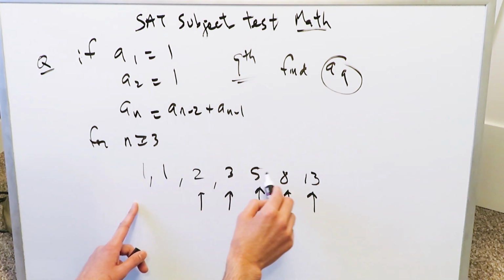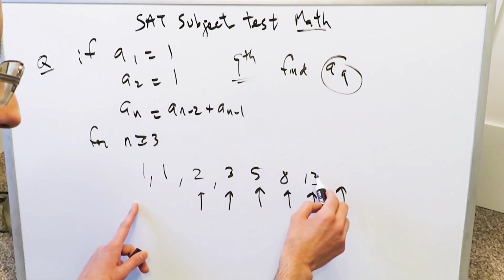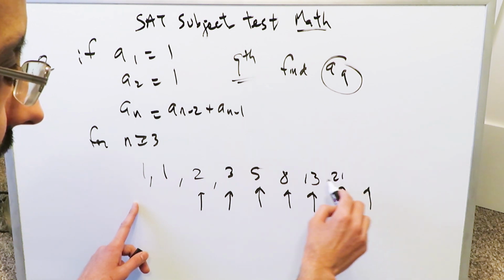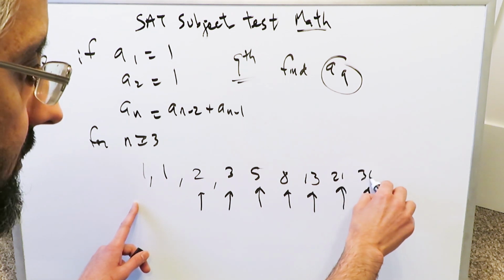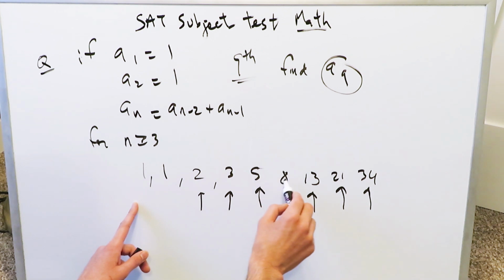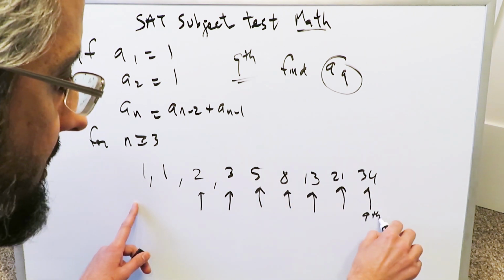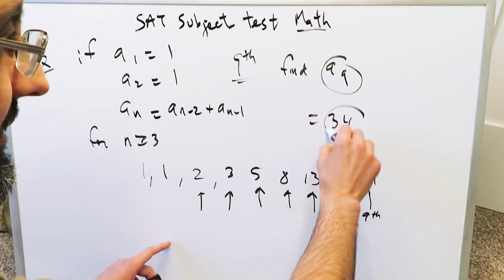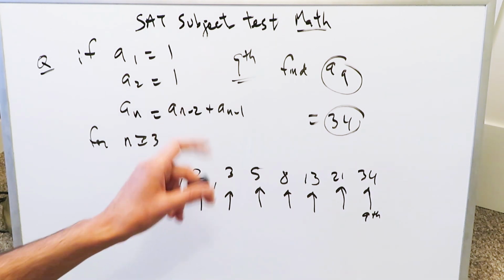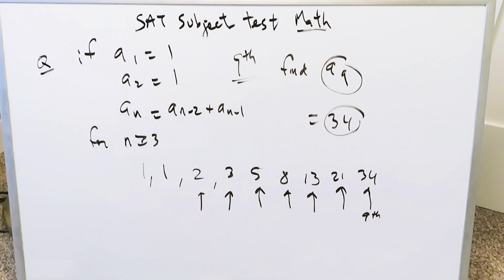1, 2, 3, 4, 5, 6, 7. The next one will be 8 plus 13, which is 21. And the next one, 13 plus 21, will be 34. 1, 2, 3, 4, 5, 6, 7, 8, 9. Here's my ninth term. Your answer here would be 34. This is a Fibonacci sequence question, and these show up on these SAT subject style math exams. That's how you would do it.